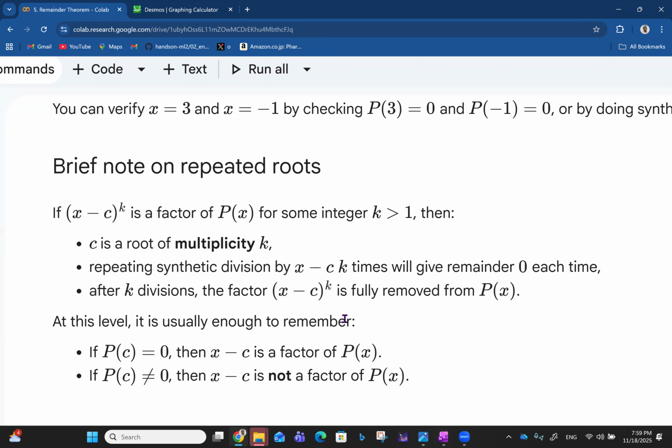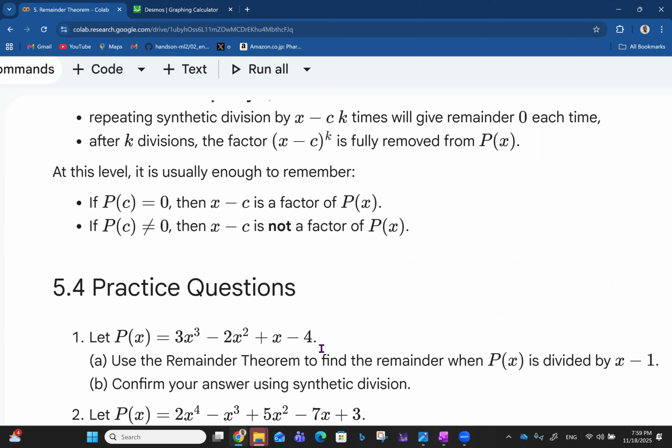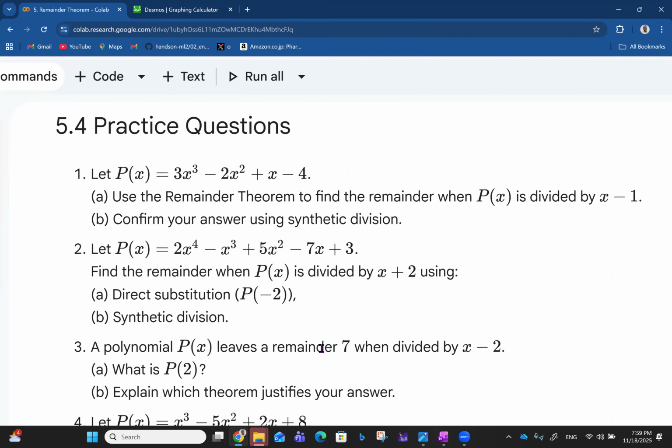So at this level, it is usually enough to remember. If p of c is 0, of course. So simple thing now, for the remainder theorem: if p of c is equal to 0, then x minus c is a factor of p of x. Simply, if p of c is not equal to 0, then x minus c is not a factor of p of x. And if x minus c is a factor of p of x, that means that x equals c is a root of p of x. So it's a solution, it satisfies p of x. That's what that means. So with this, we come to the practice questions.